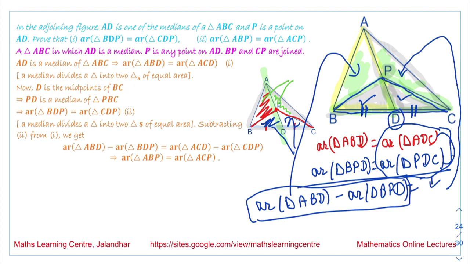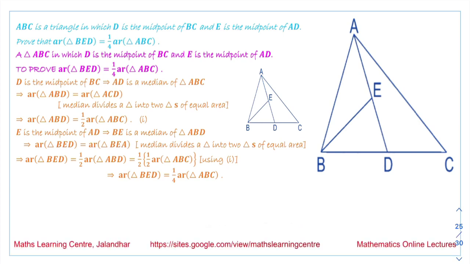Next we are saying that a triangle ABC is given to us. This is a triangle ABC and D is the midpoint of BC, and E is the midpoint of AD. We are saying these two lengths are equal. We have to prove that the area of the triangle BED is 1/4 the area of the triangle ABC.